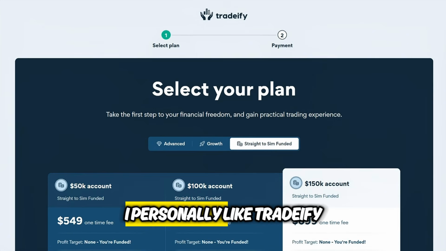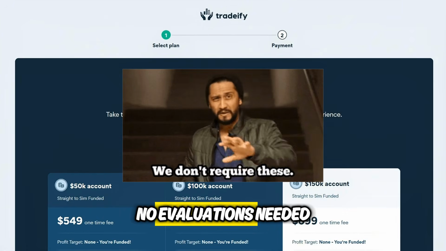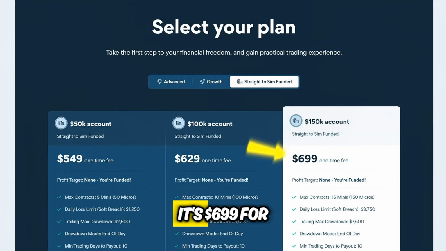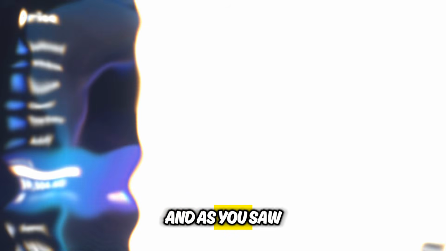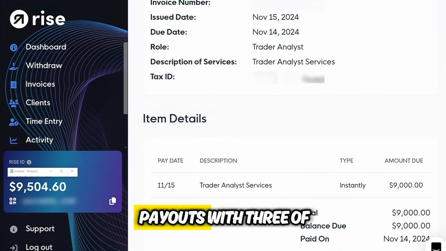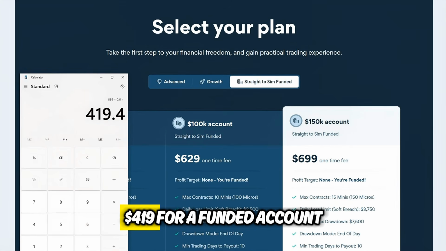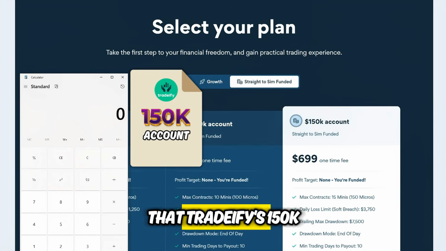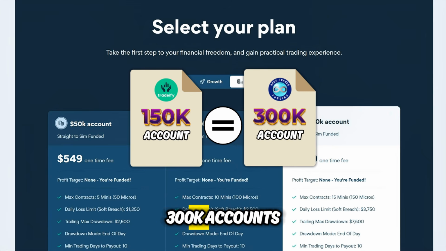Now, I personally like Tradeify for their instant funded accounts. No evaluations needed. However, I do understand some people say it's a little bit more expensive. It's $6.99 for the highest account, which I have. I maxed out 7 of those accounts. And as you saw earlier today, I took $9,000 in payouts with 3 of those accounts. $6.99 with my 40% off code, $419 for a funded account. It may seem like a little bit on the higher side, but you have to understand that Tradeify's 150K account is basically the equivalent of Apex 300K accounts.